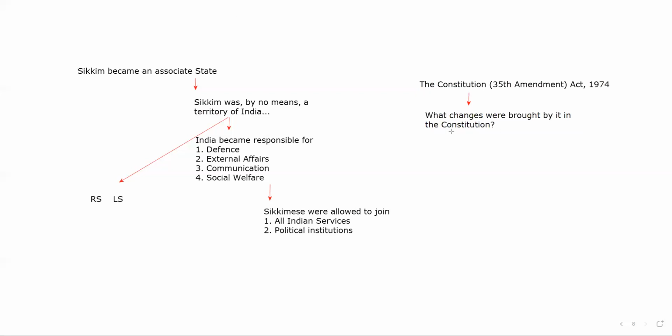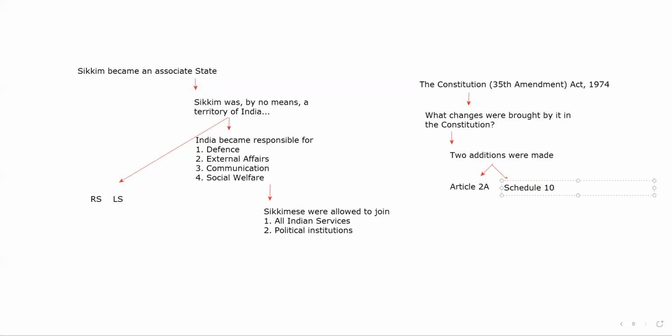As far as the changes are concerned, there were two additions made to the Constitution. What were the two additions? The one addition was that Article 2A was inserted into the Constitution. And the second point is that Schedule 10 was added to the Constitution at that time, right?